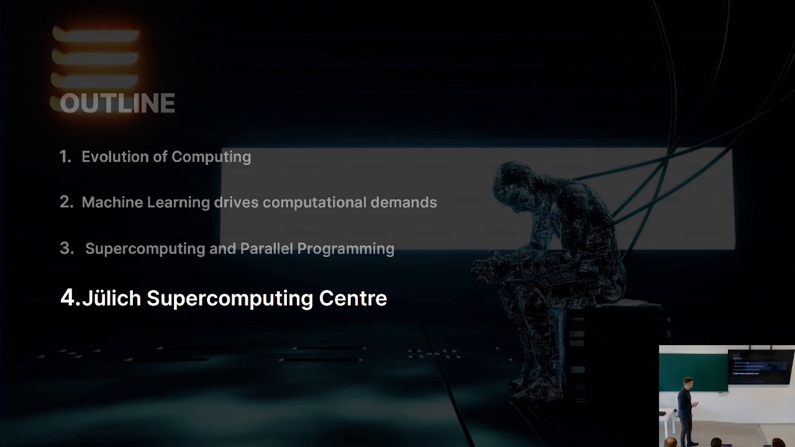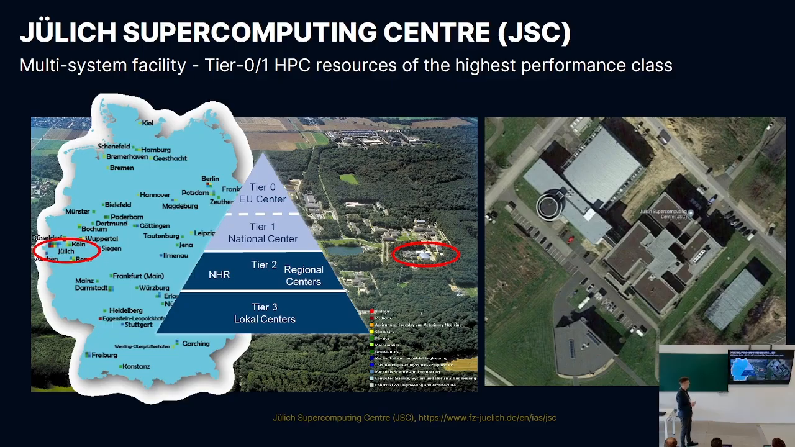Okay, let me spend a few words about the Jülich Supercomputing Centre. It's a nice campus in the middle of, I always say nowhere, but that's not true. It's just sometimes difficult to reach. It's between Cologne and Aachen, very close to the border with Belgium and the Netherlands. We are a national lab with supercomputers at different scales. We call it tier zero because we have supercomputers that get into the Top500 list. But we also run other systems at national and regional level.